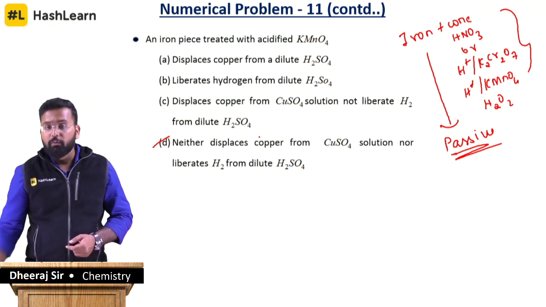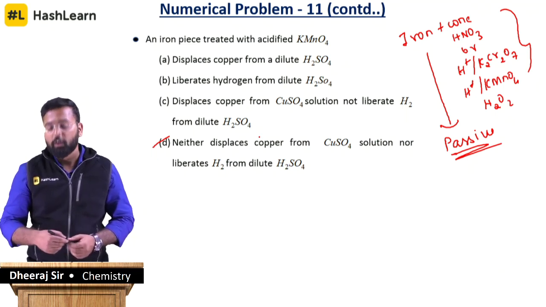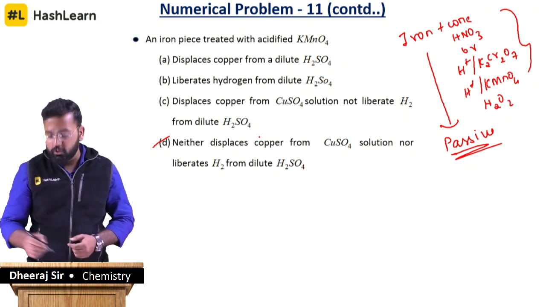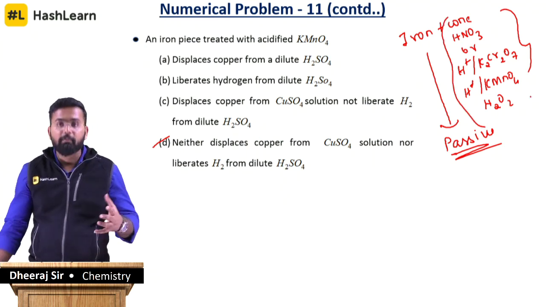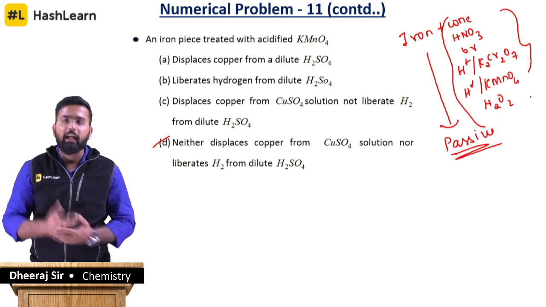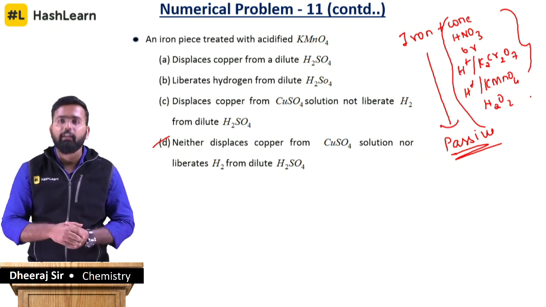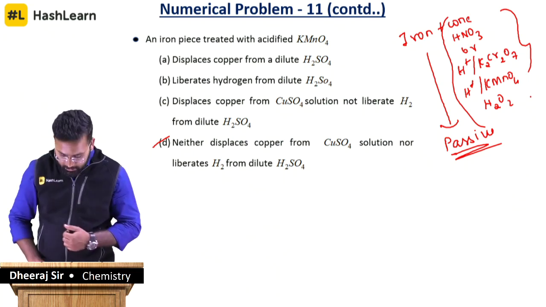So what iron on reaction with what all will lead to the formation of those insoluble layers around it? These are the compounds. The moment it comes in contact with these, it forms a layer which doesn't let iron dissolve further or react further. So that is the answer, guys.